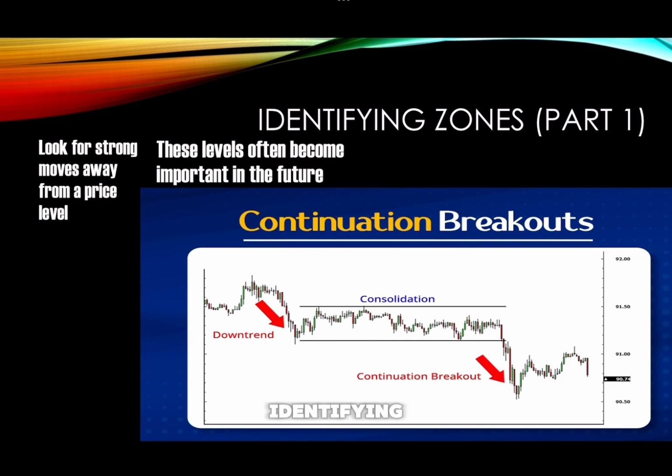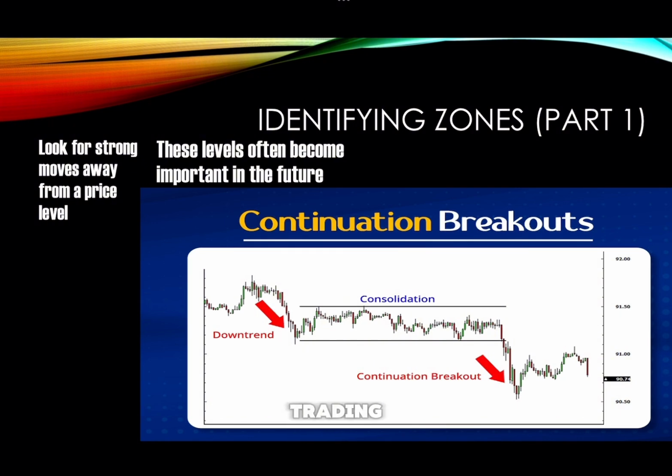Okay, so part one of identifying zones, we're going to talk about the downtrend, the consolidation, and the breakout. First thing first, look for strong moves away from a price level. These levels often become important in the future. So you have a downtrend right here. Boom, sell off, hits the support right here, goes up, comes down, goes up, comes down.